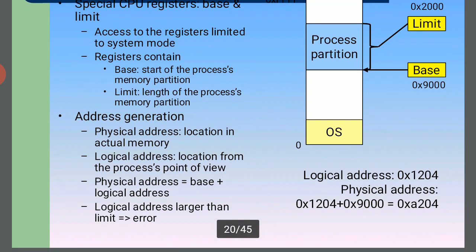So address generation: physical addresses are locations in the actual memory, and logical addresses are locations from the process's point of view. The physical address is base plus logical address, and a logical address larger than the limit is an error.